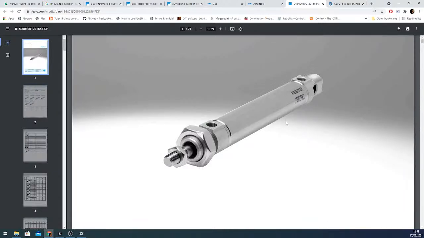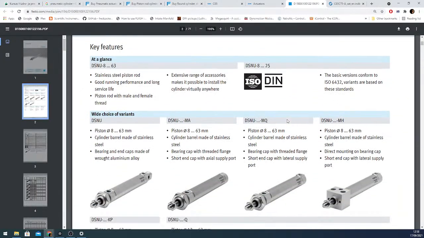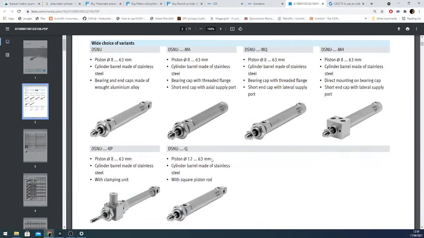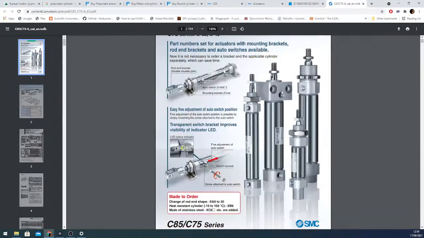So let's try to go through the Festo catalog a little. Let's see what we can find from here. Oh, we can already see that there are similar construction methods for both of them, as this picture here shows kind of the same cylinders as on the SMC page.